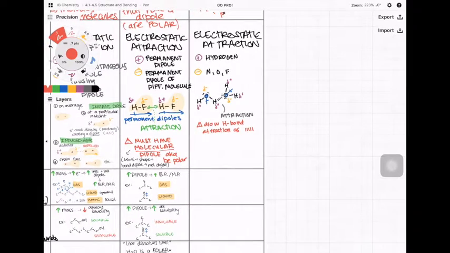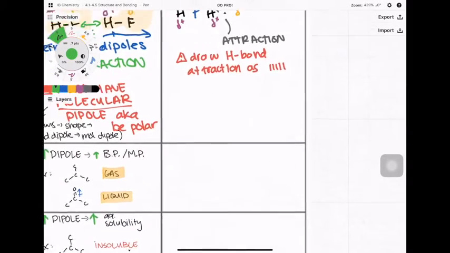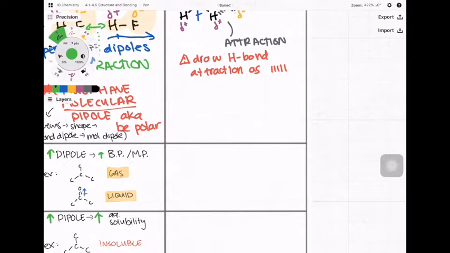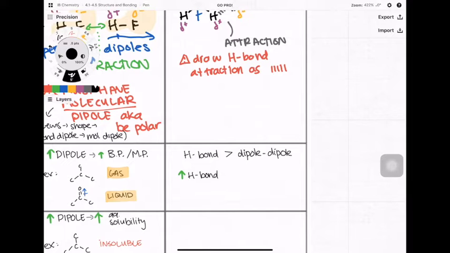Now, when you're drawing hydrogen bonds, make sure you draw them as dashed lines. That's a very common question that the IB will ask. You just draw them between the hydrogen and whatever other element, N, O, or F, exists on the other molecule.